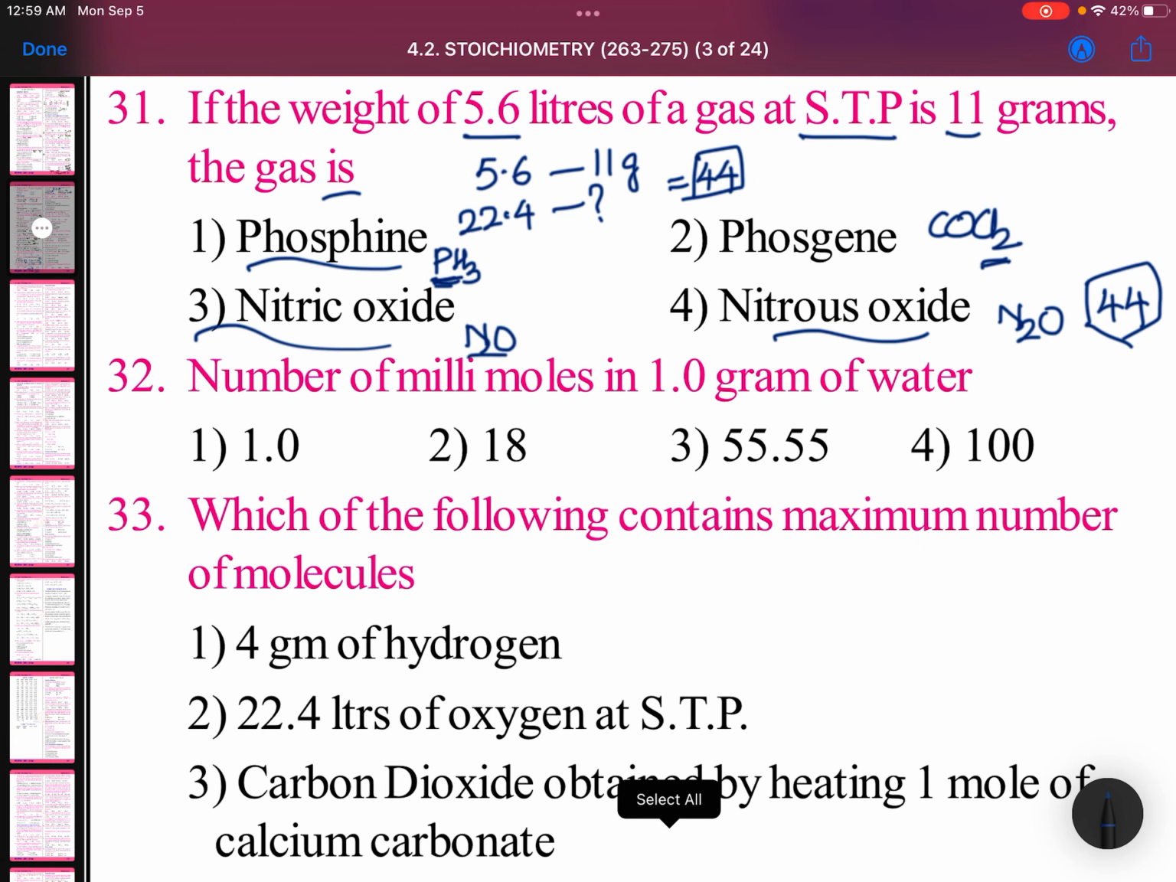PH3 will be 34. NO will be 14 plus 16. It will be 30. So the right answer is nitrous oxide.